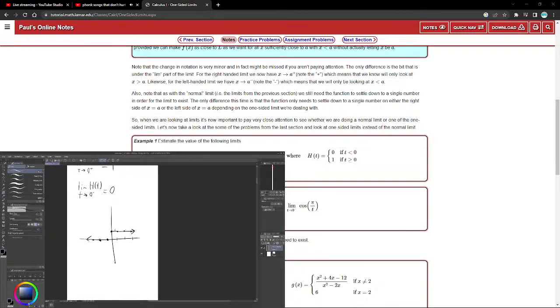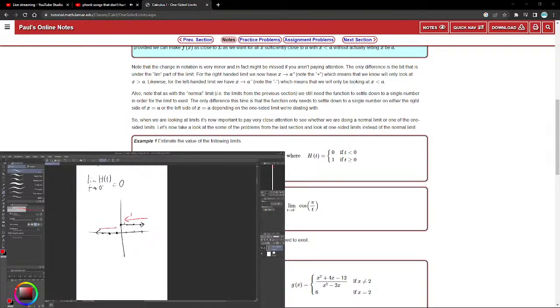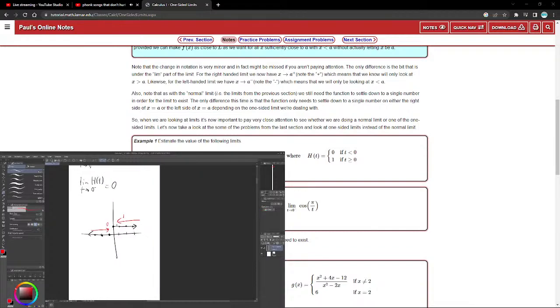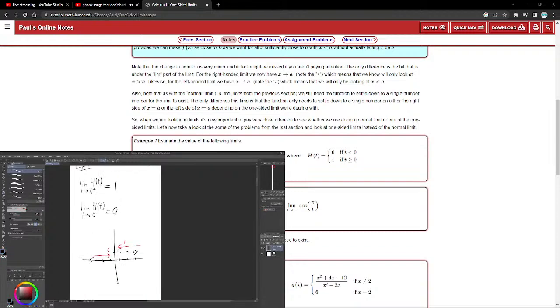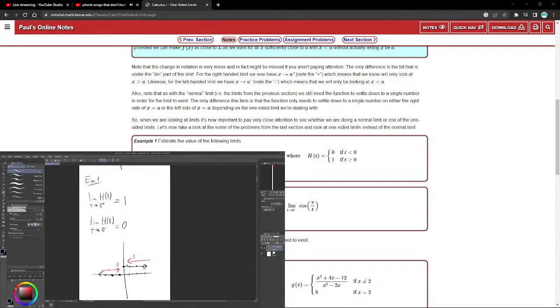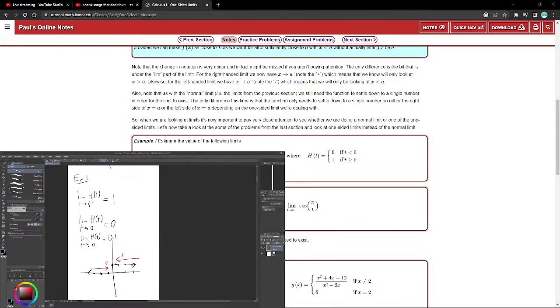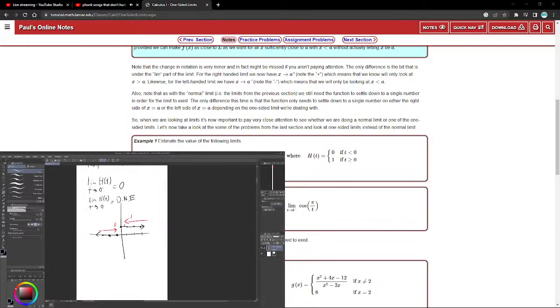Like that. So from the right, it approaches 1. From the left, it approaches 0. And then we could say the limit of h of t as t approaches 0 does not exist, because they're not approaching the same number from both sides.